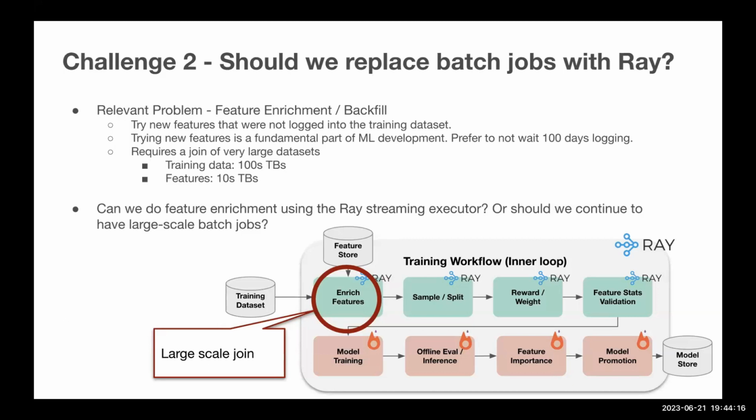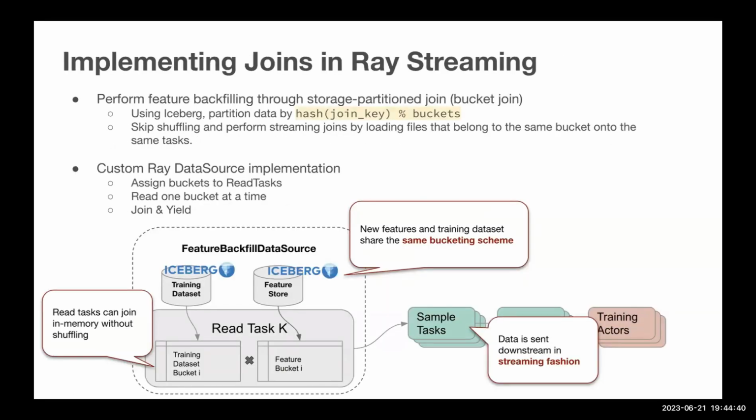We have a logged training data set, hundreds of terabytes coming in. And we also have features from the feature store, which isn't going to be as large as the training data set, but it's still pretty large. Right? And then the question is, okay, can Ray do this? Is it feasible for the Ray streaming executor to do this kind of join? And it turns out that it is.